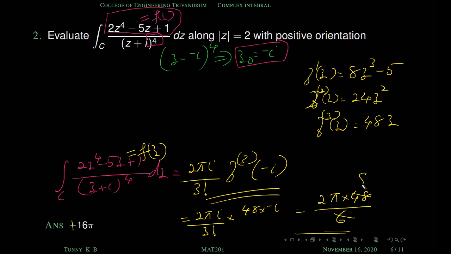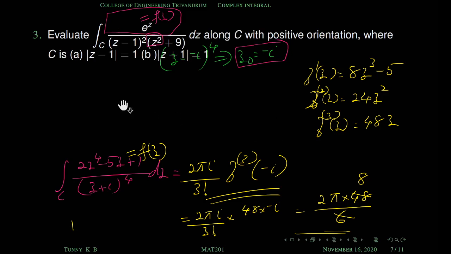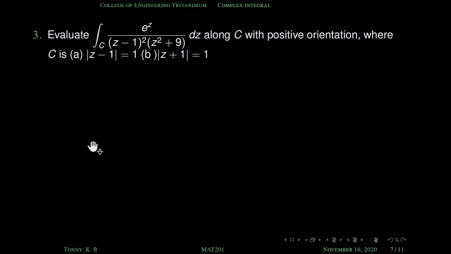Correct. 8 varum 16 pi, right? Plus 16 pi, not minus 16 pi. So ഇവിടെ എഴുതിയപ്പോൾ മാറിപ്പോയത്. Okay. Then next problem. Okay അല്ലേ?